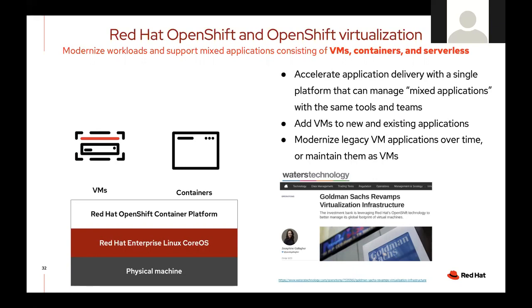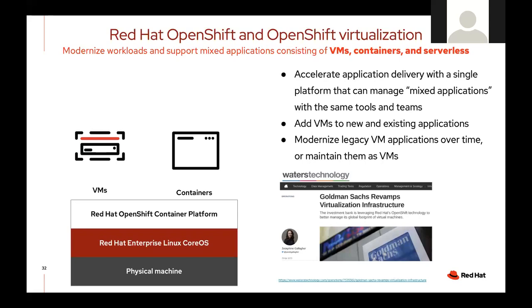Based on Kubernetes itself, we're going to offer the capability to deploy a virtual machine inside the container and help you manage it from the same console using the same tools and have the same experience and hybrid cloud deployment and portability across any provider. So we're bringing virtualization next to containers and helping you modernize also legacy virtual machine applications over time, and maintain them as VMs if that's what your IT architecture dictates.